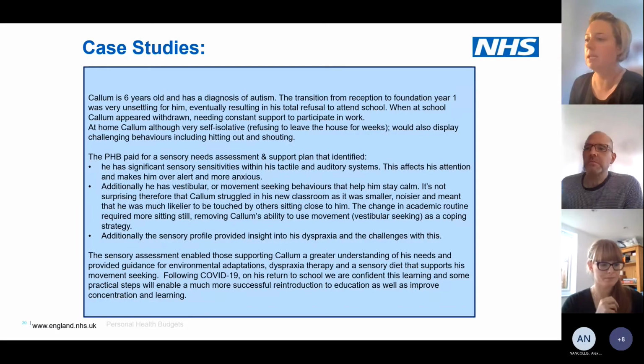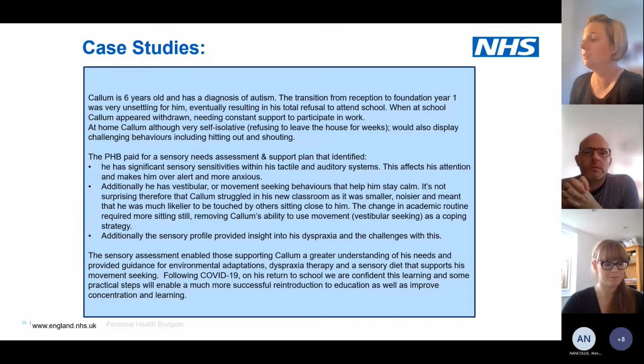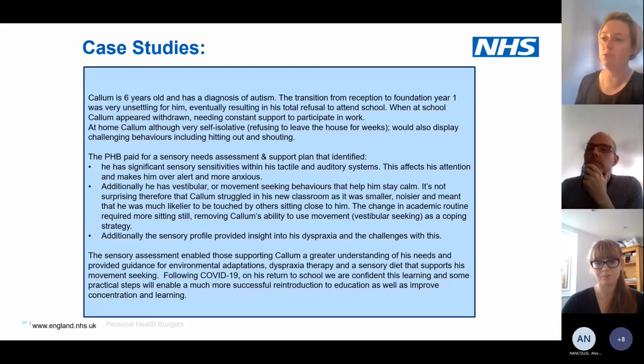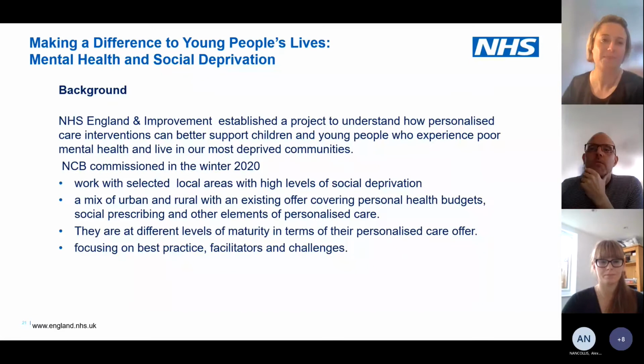The sensory assessment enabled those supporting Callum a greater understanding of his needs and provided guidance for environmental adaptations, dyspraxia therapy, and a sensory diet that supported his movement seeking. So I now pass over to Tom, who's going to give you some more examples.